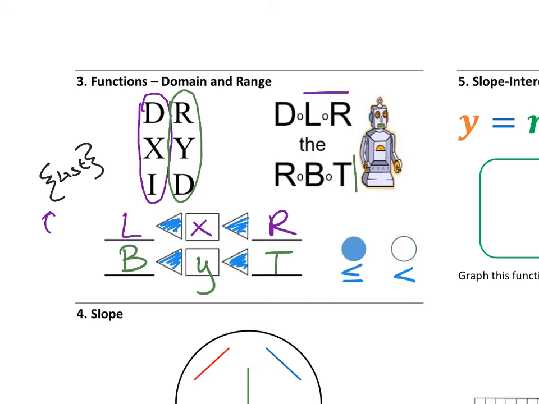Bonus: if you notice that the graph is going off forever and ever, it's either going to head towards a negative infinity or a positive infinity.